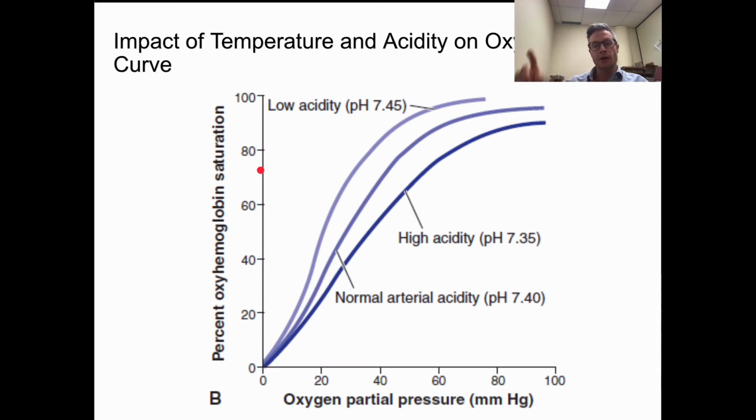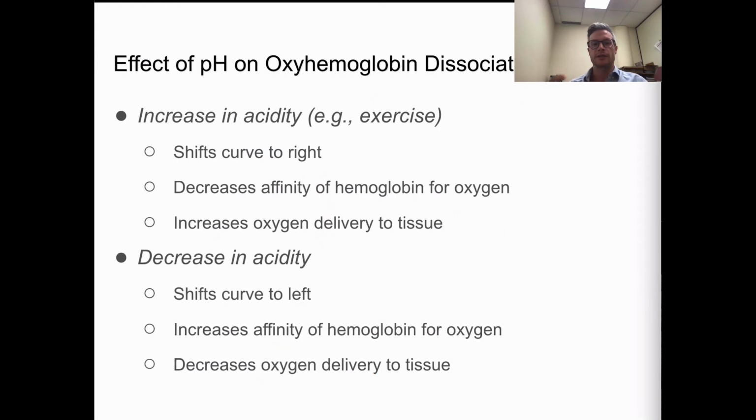Okay, hopefully you're hearing the theme and starting to get the pattern here. So again, increased acidity means exercise, shifts the curve to the right, decreases affinity of hemoglobin for oxygen, increases oxygen delivery to tissues. Do we like oxygen delivery to tissues that are exercising? Definitely, because we get our oxidative respiration occurring, right? Okay, and then the opposite happens for a decrease in acidity.